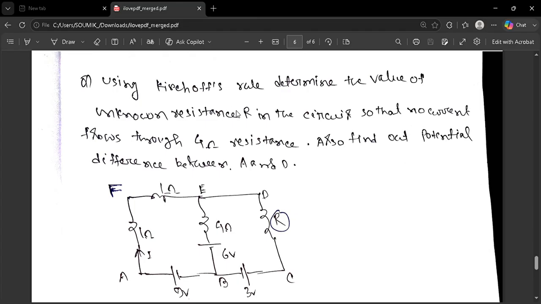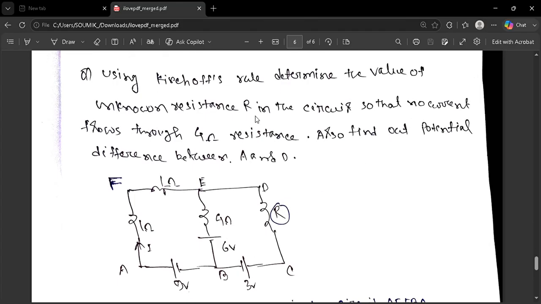We are asked, using Kirchhoff's rule in this circuit, to determine the value of the unknown resistance R in the circuit so that no current flows through the 4 ohm resistance. When no current is flowing through the 4 ohm resistance, we are asked to find the unknown resistance R, and also the potential difference between A and D point. This also appeared in CBSE 2012. We are asked to solve this problem also.